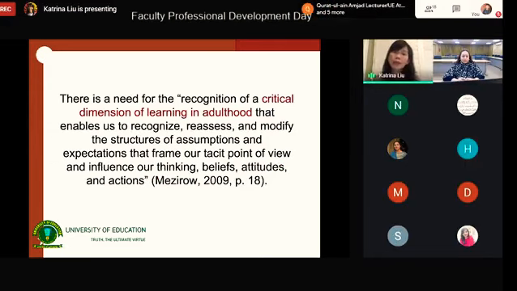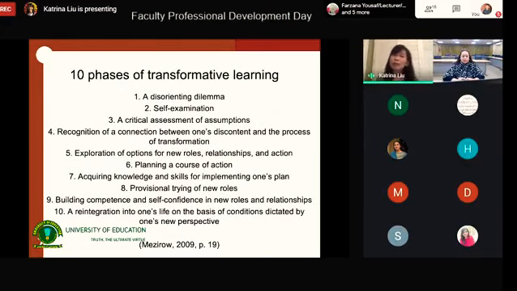So Mezirow calls for a recognition of a critical dimension of learning in adulthood that enables us to recognize, reassess, and modify the structures of assumptions and expectations that frame our tacit points of view and influence our thinking, beliefs, attitudes, and actions. So that's critical reflection for transformative learning.